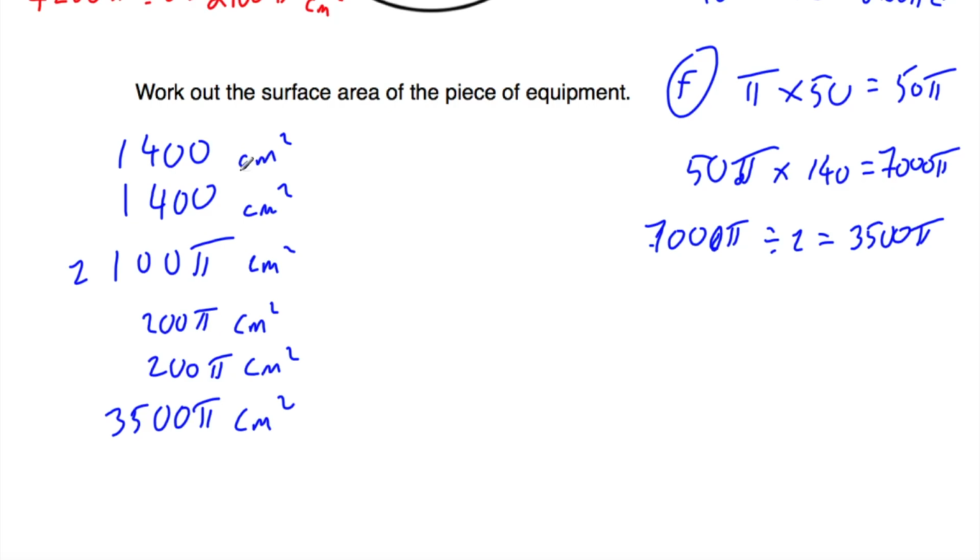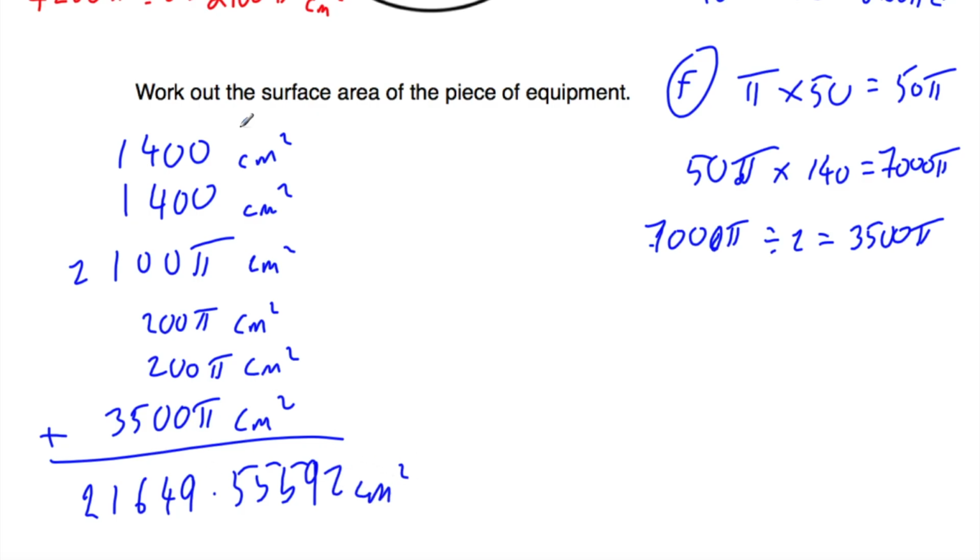So now, to find the surface area of the piece of equipment, we just need to add these together. Now I'm going to do this twice. I'm going to do it once where we've got the values in terms of pi for these areas, and then I'll do it again where these values are in decimal form, just so that if you've got those values, you know which ones are right for you. So let's add these up and see what we get. If we add together 1,400, 1,400, 2,100 pi, 200 pi, 200 pi, and 3,500 pi, we get an answer of 21,649.55592 centimeters squared. So that'll be the total surface area of that piece of equipment, and that's it.